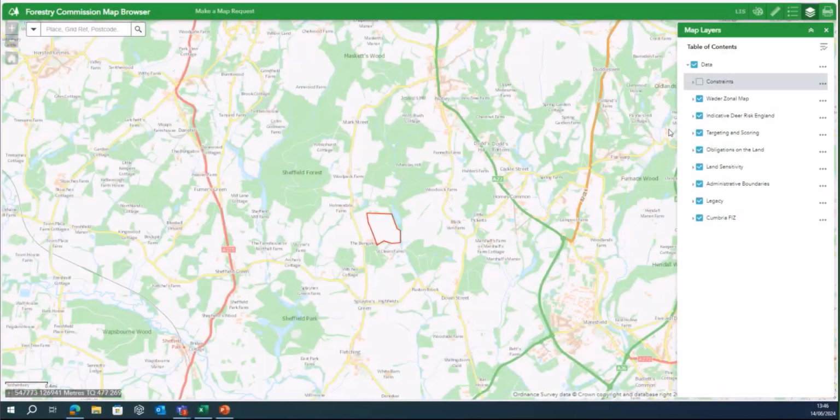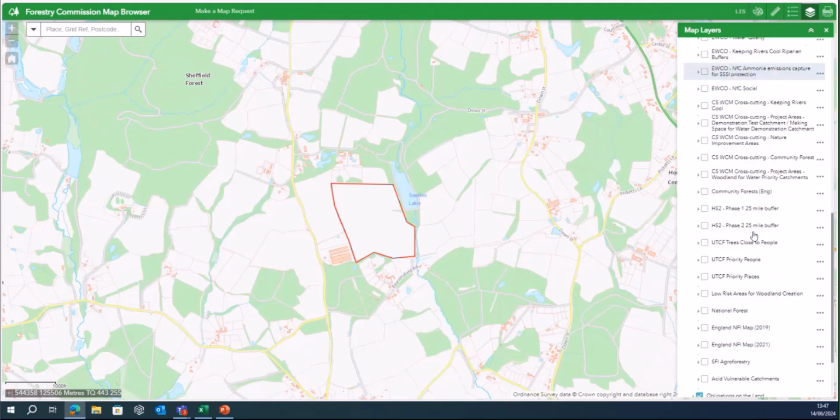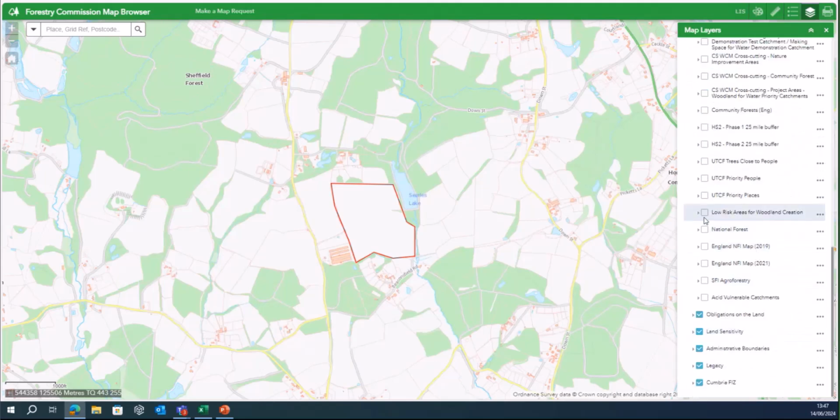To find this, we'll go to targeting and scoring. We'll go back onto our site, targeting and scoring, scroll right down and find low risk areas for woodland creation, and switch that on. These yellow areas indicate areas that are considered low sensitivity to woodland creation, so unlikely to be impacted. The absence of yellow, however, does not necessarily mean a no to woodland creation. It just means that there are likely to be more constraints. In this case, the absence of yellow is probably indicated by the presence of the High Weald National Landscape.